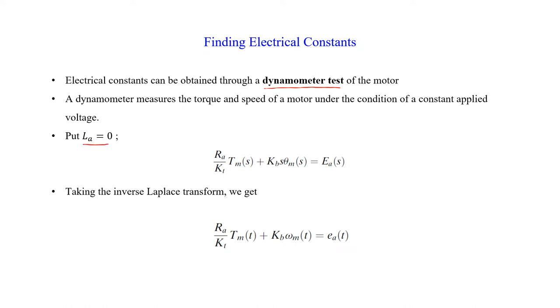So as we have already considered LA to be zero, put LA equals to zero into the original equation before putting the value of DM. So we will get this equation. To understand this equation in more detail, we have to transform this equation back to the time domain. So if we take the inverse Laplace of this equation, we will get its equivalent time domain expression written here.